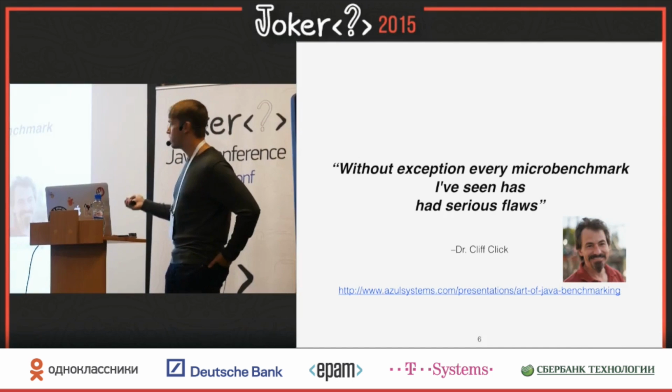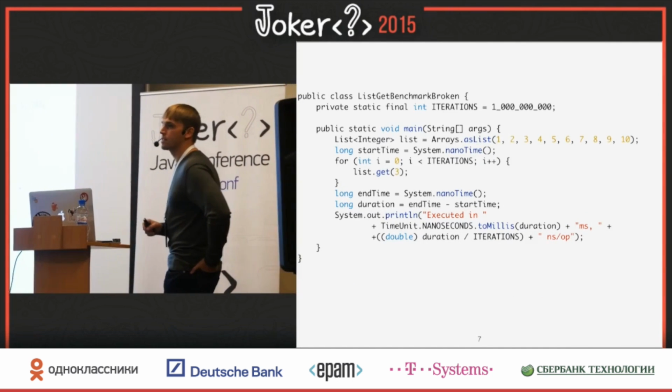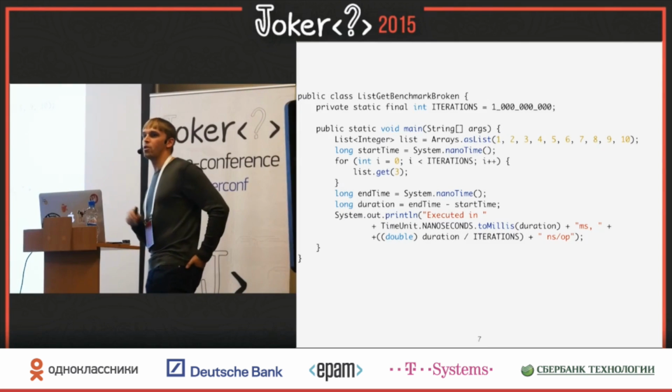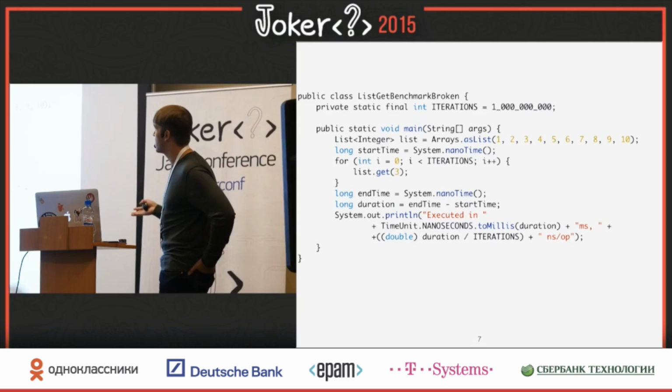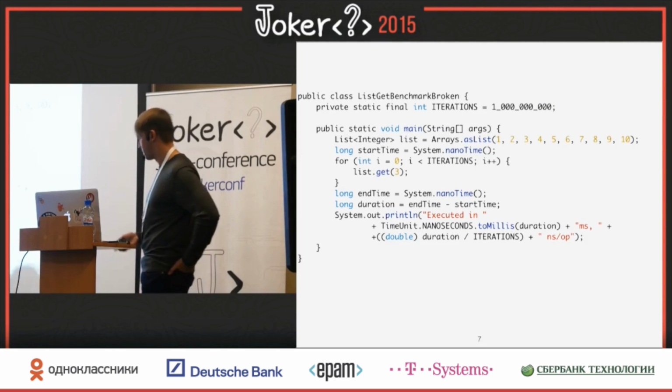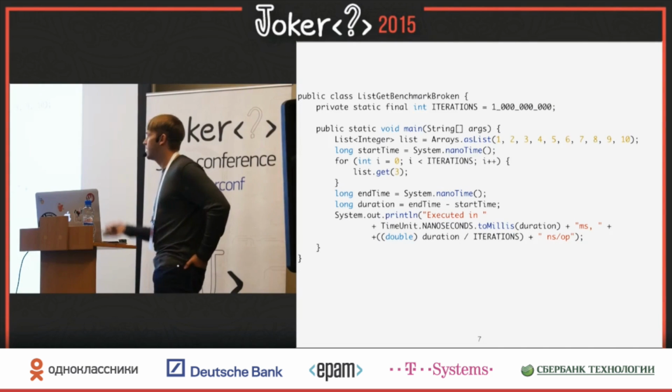So let's ignore Cliff for a second, and let's say I want to analyze how cool and how much costs the list get in Java. So I write some code, I put in a billion iterations here, and in the loop I say list gets 3, gets first element, and then I time it.